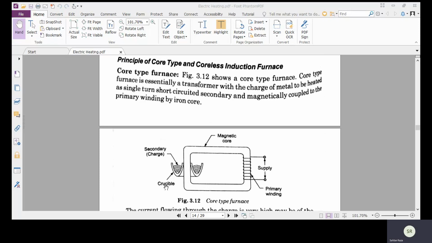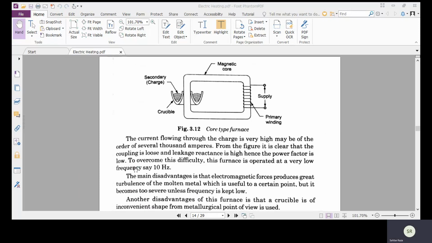Basically, the crucible is the material or beaker or any material which contains the charge. The current flowing through the charge is very high, maybe of the order of several thousand amperes. So you can imagine how much heat is going to be produced, because we know that I squared R is the loss or the heat.